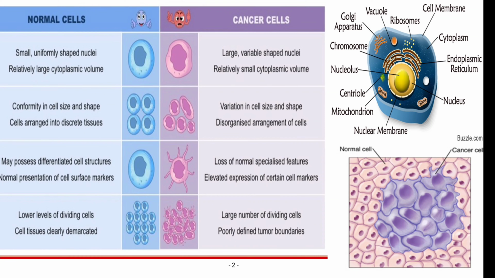Normal cells possess a differentiated cell structure and normal presentation of cell surface markers, while cancer cells lose normal specialized features and show elevated expression of certain cell markers. Normal cells have a lower level of dividing cells and clearly demarcated tissue, while cancer cells have a large number of dividing cells and poorly defined tumor boundaries.